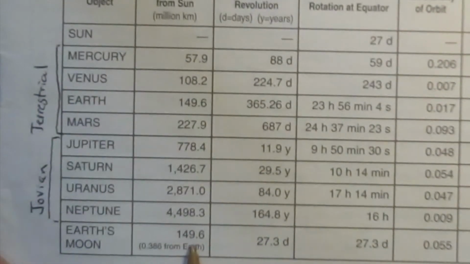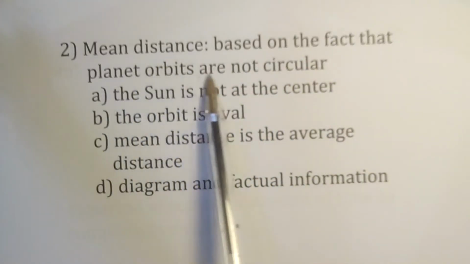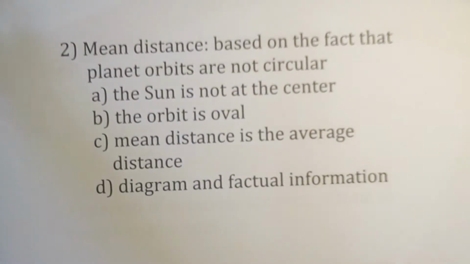Here's that extra information about the Earth's moon, that the moon is 149.6 million kilometers away from the Sun, but it orbits the Earth at 0.386 million kilometers from Earth. The mean distance is based on the fact that planets' orbits are not circular. The Sun is not at the center, but the orbit is an oval. The mean distance is the average distance.